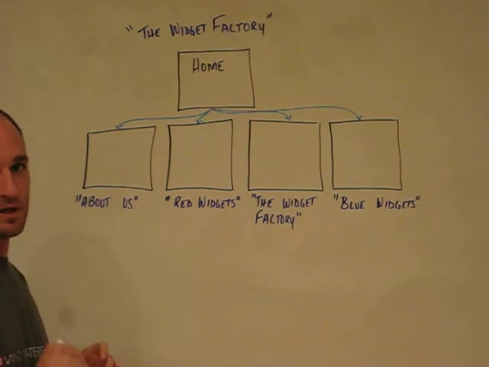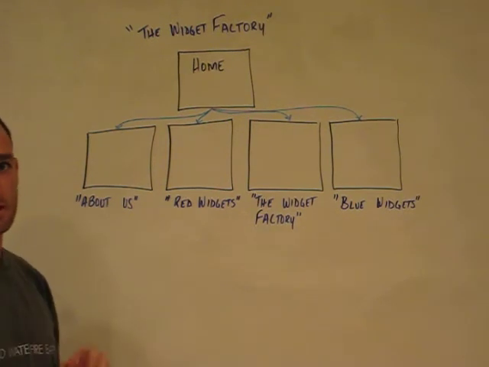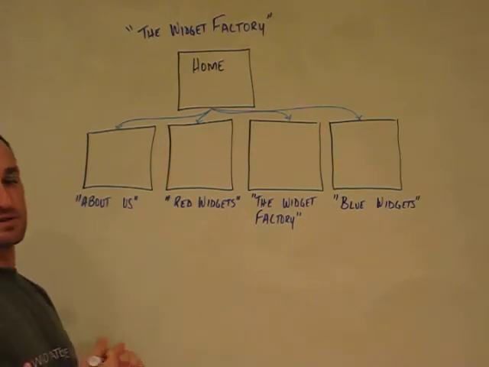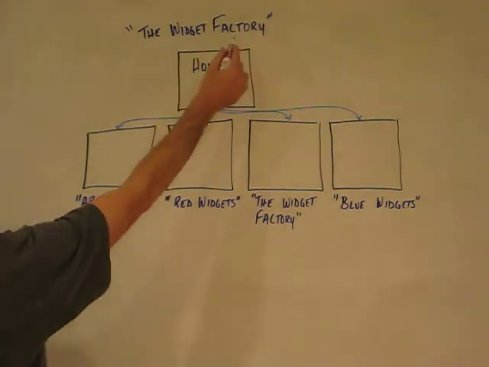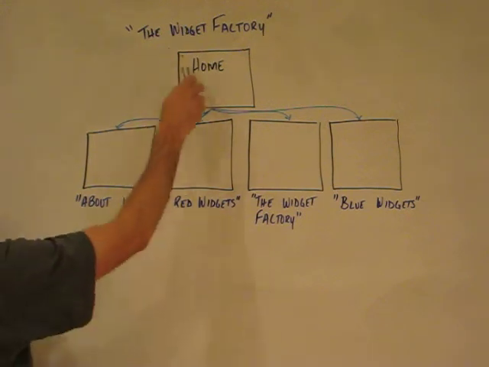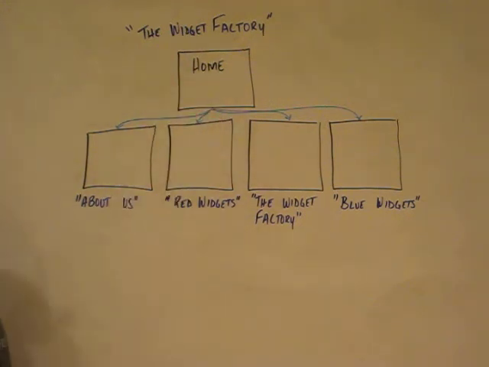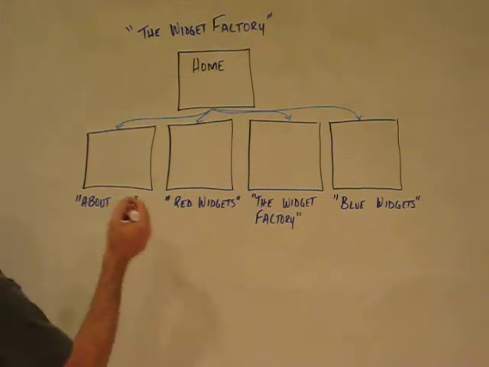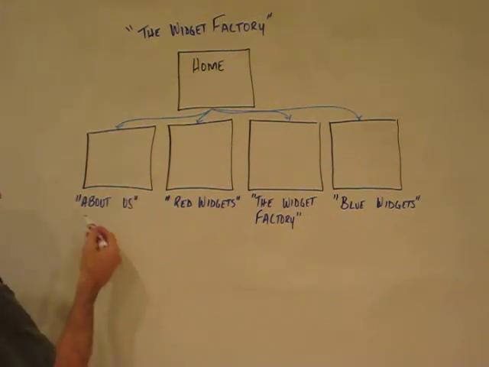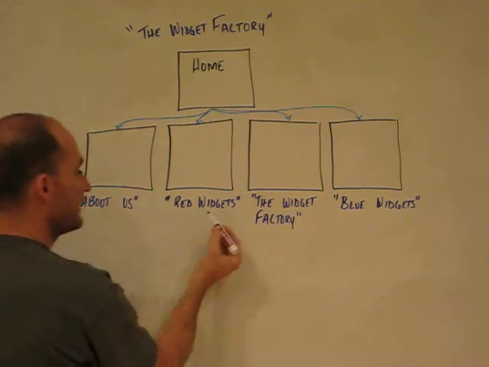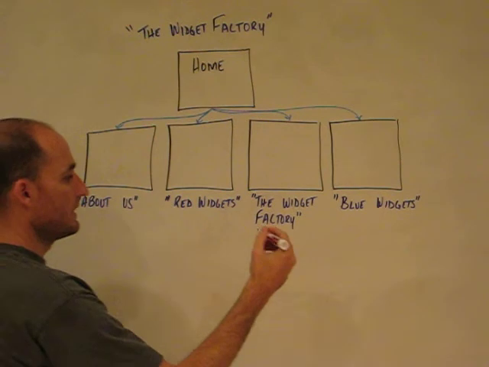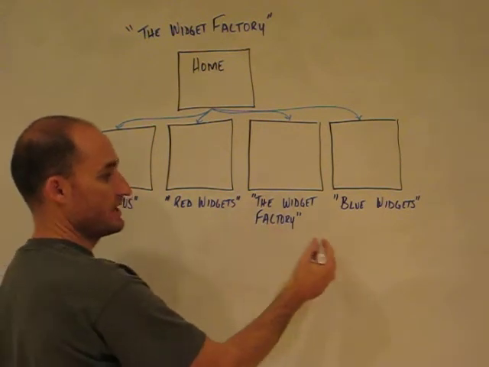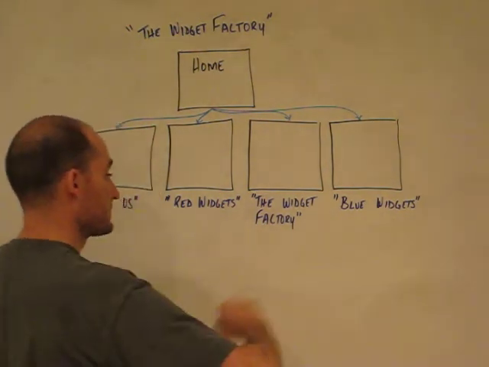We're going to talk about duplicate content, specifically duplicate content of titles and how it affects your site's SEO. First off, everything in purple is a title. So this is our home page. The title of the home page is The Widget Factory, probably the name of our business. We have an About Us page titled About Us, a page about our red widgets entitled Red Widgets, a page titled The Widget Factory, and a page titled Blue Widgets.